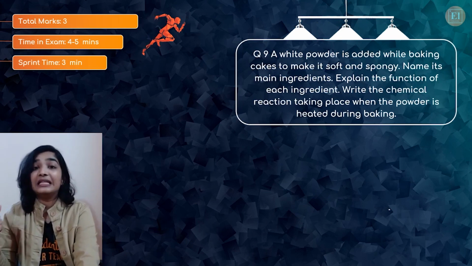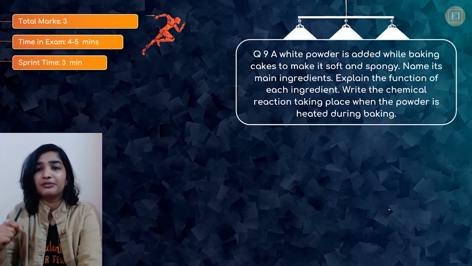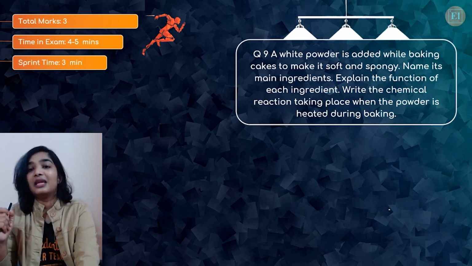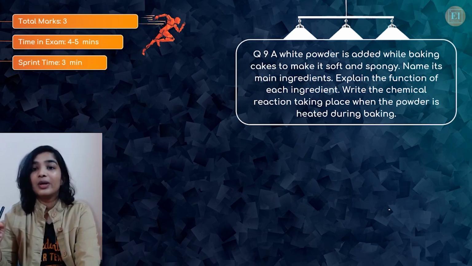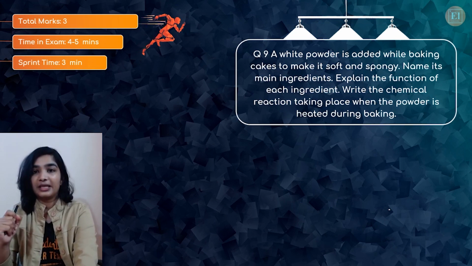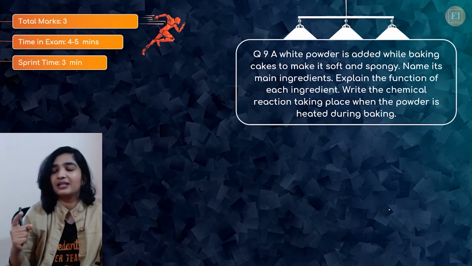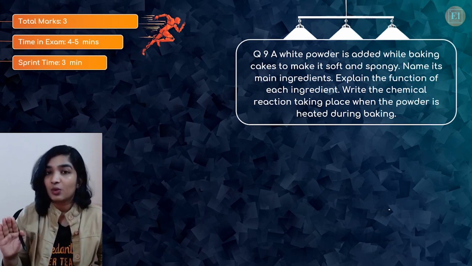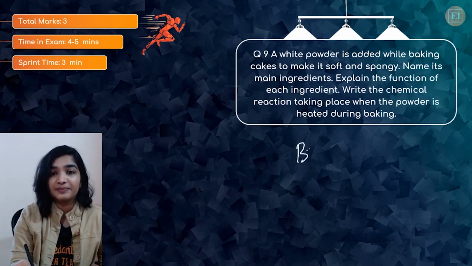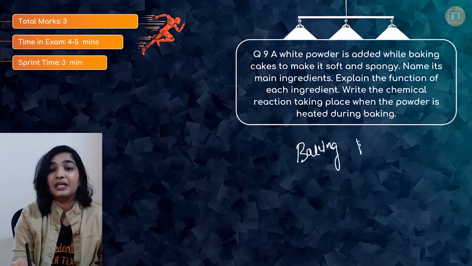Name its main ingredients. Explain the function of each ingredient. Write the chemical reaction taking place when the powder is heated during baking. See here, you might get confused. It is not baking soda, it is baking powder. It is baking powder. Okay.